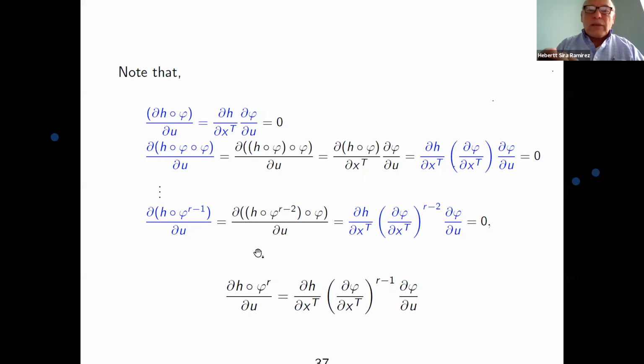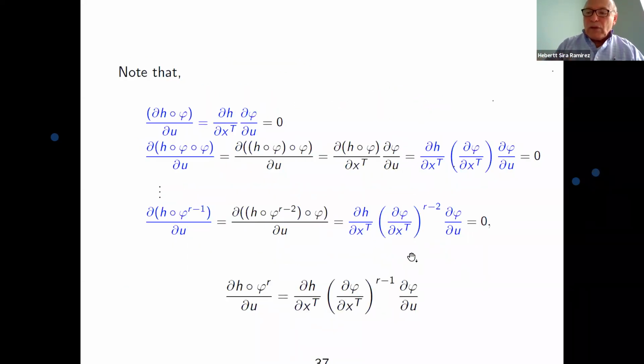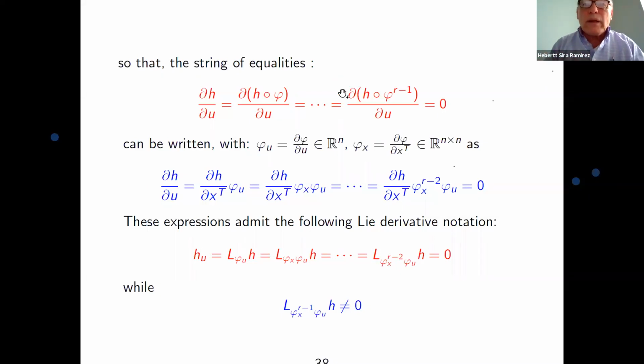So the relative degree gives you that integer number, and notationally we are going to use these directional derivatives in a formal way. Remember that the partial of phi with respect to u is a column vector, but the partial of phi with respect to x transpose is an n times n matrix.